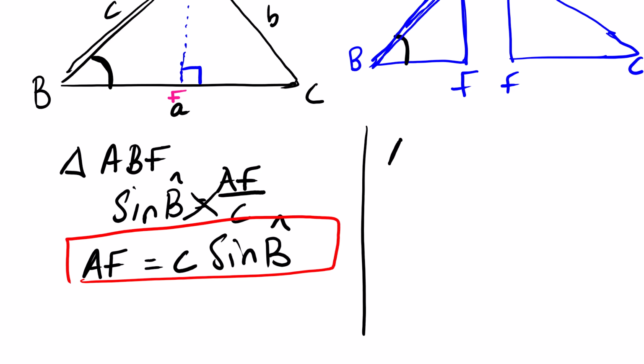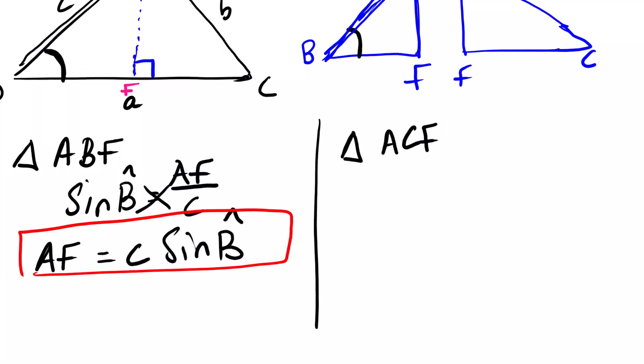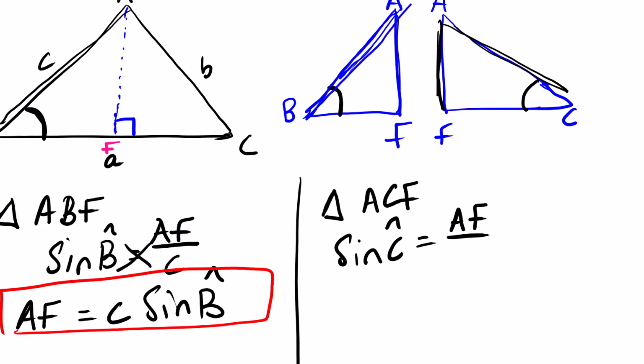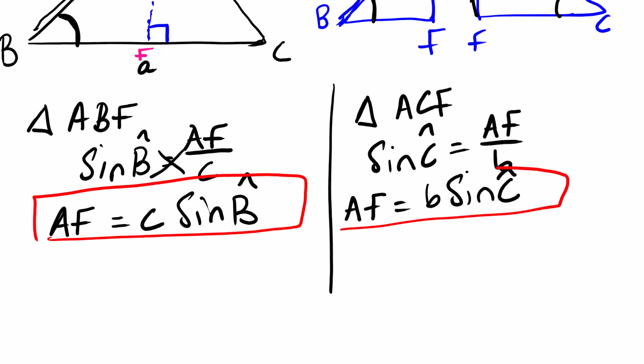Let us go to the second triangle. We are looking at triangle ACF, and in this case you are looking at angle C. This is the hypotenuse, and this is the opposite side. So sine C equals the opposite side, AF, divided by B. We agree that this side is B. And then from here we make AF the subject of the formula. We are going to have B sine C, another equation.